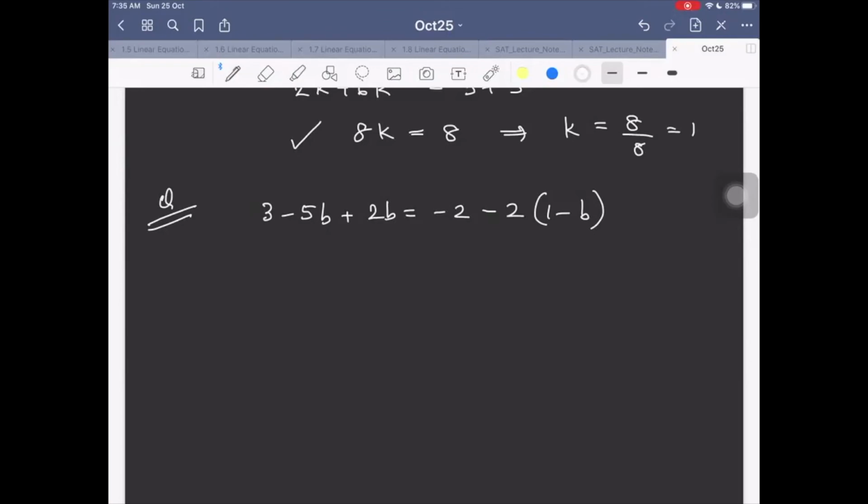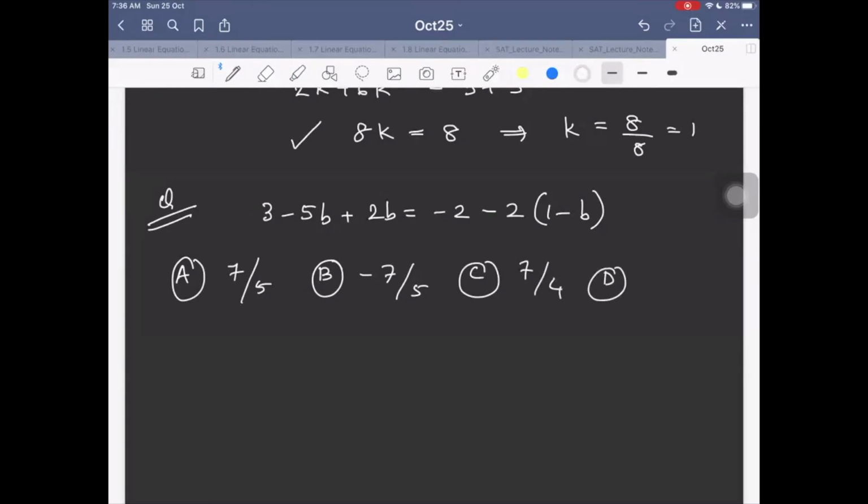I told you it's important to do it quickly, but it's also important to do it accurately, because suppose this has options. They would have carefully given the options: you will have 7/5, you will have -7/5, you will have 7/4, and another person has got 3.5. One guy will mark 3.5, one person will mark 7/4, one person will mark -7/5, another person will mark 7/5, and only one answer is right.